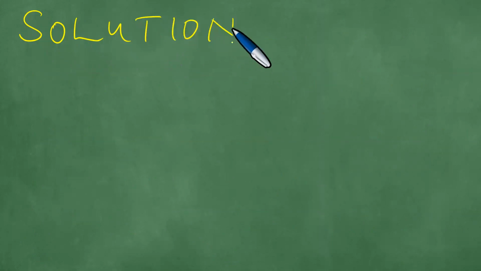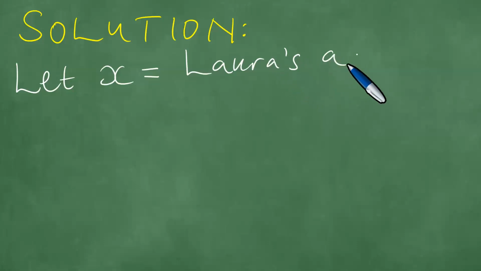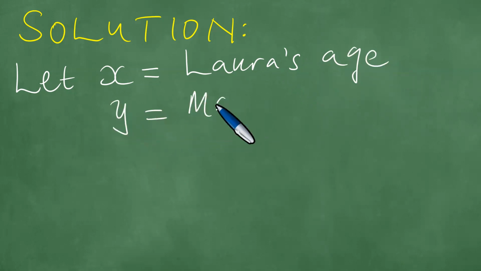Right, so what we have here is the solution to this problem. To present a solution to this problem, we first let X be Laura's age, Y Mary's age.